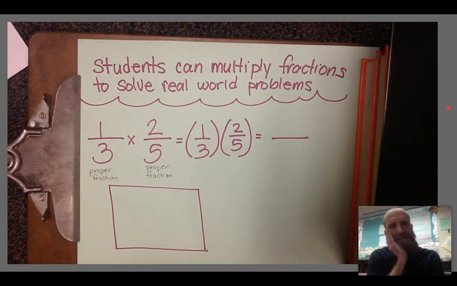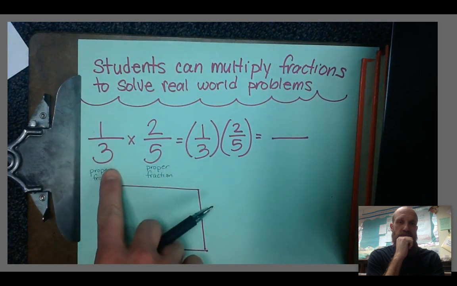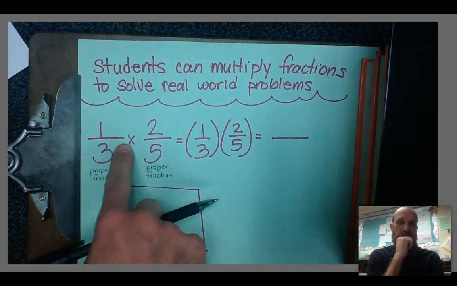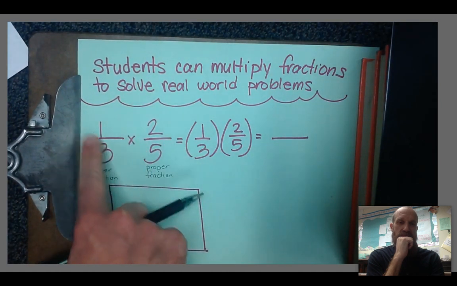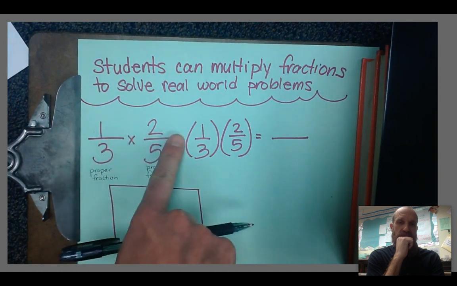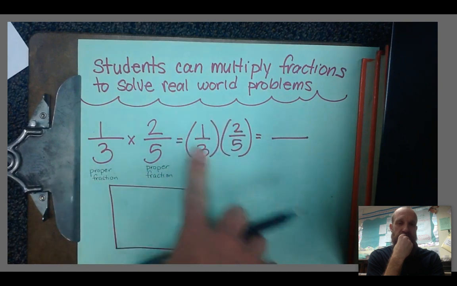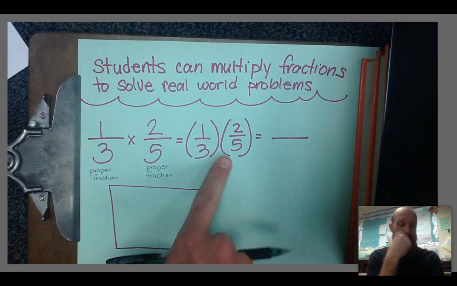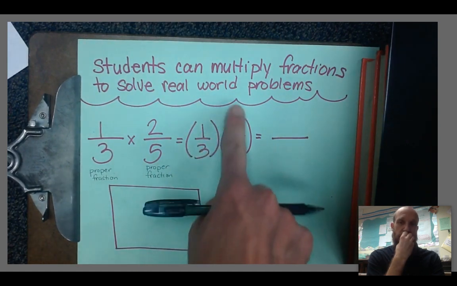To show you how to solve this problem, I just wrote out my proper fractions that agreed with the problem. 1/3 times 2/5. 1/3 of 2/5. You could also read it as 2/5 of 1/3. Multiplication, you could read from left to right, right to left. These are both proper fractions. Here, just to get you ready for middle school, is another way to show multiplication: 1/3 times 2/5, just with parentheses.